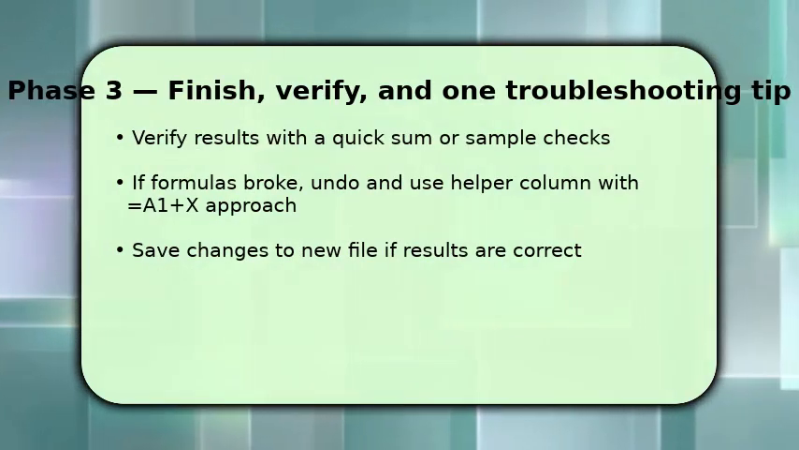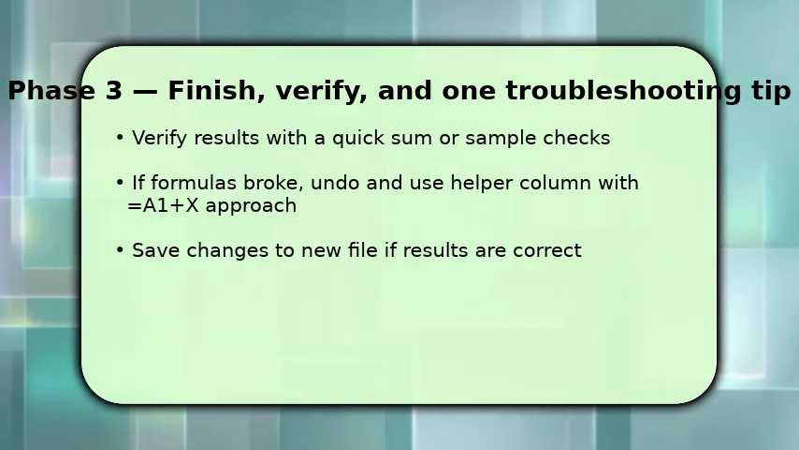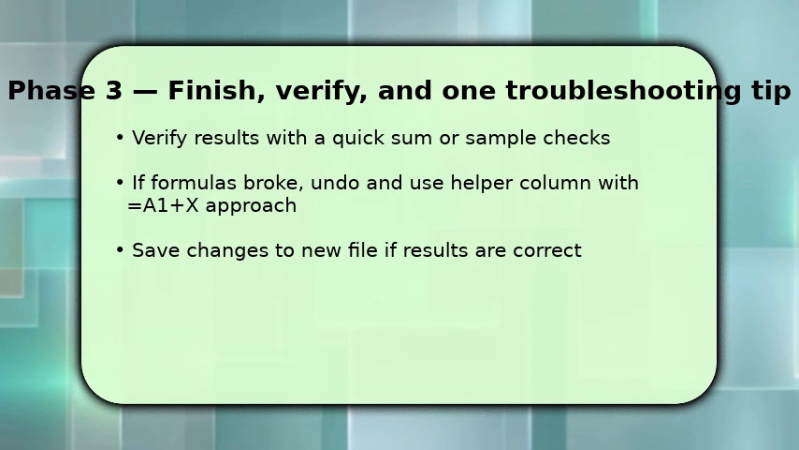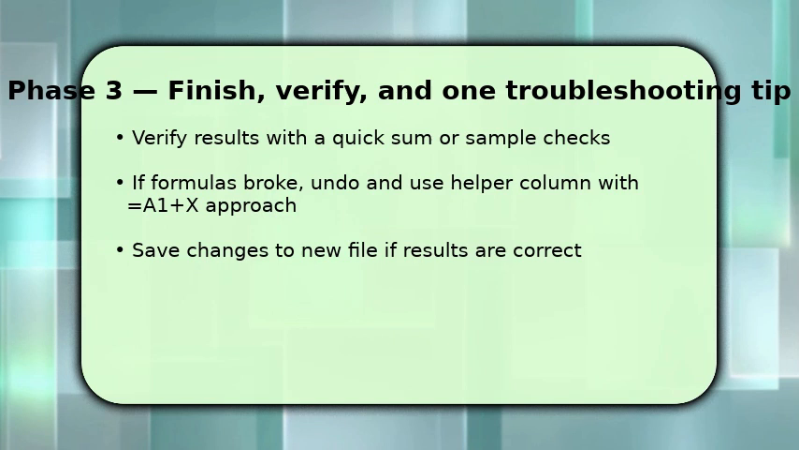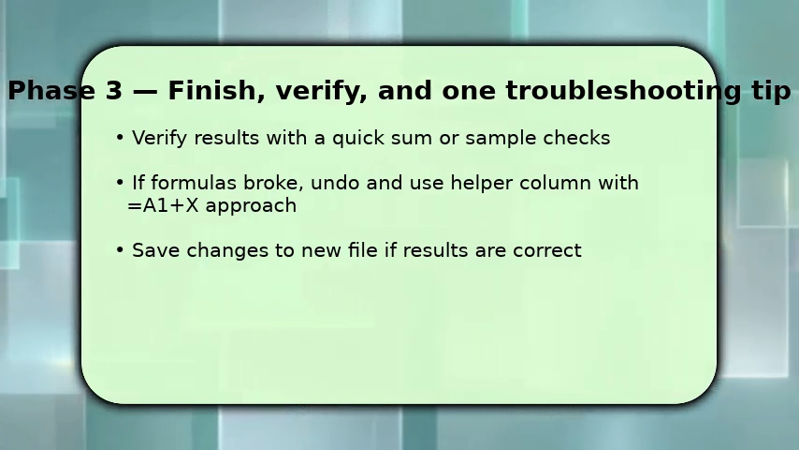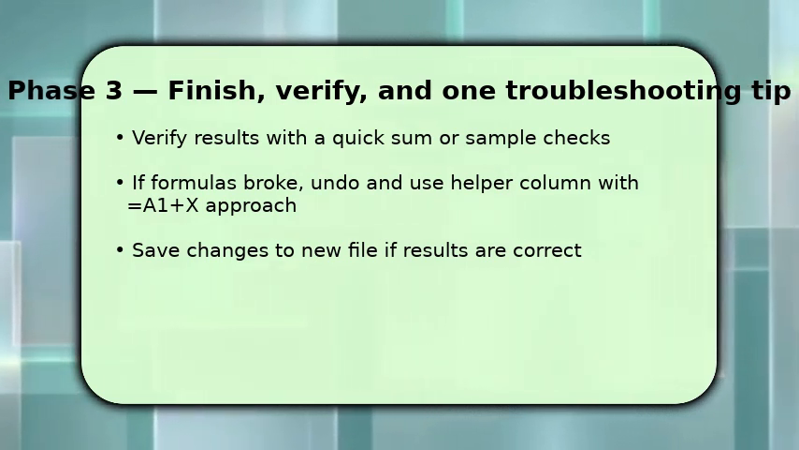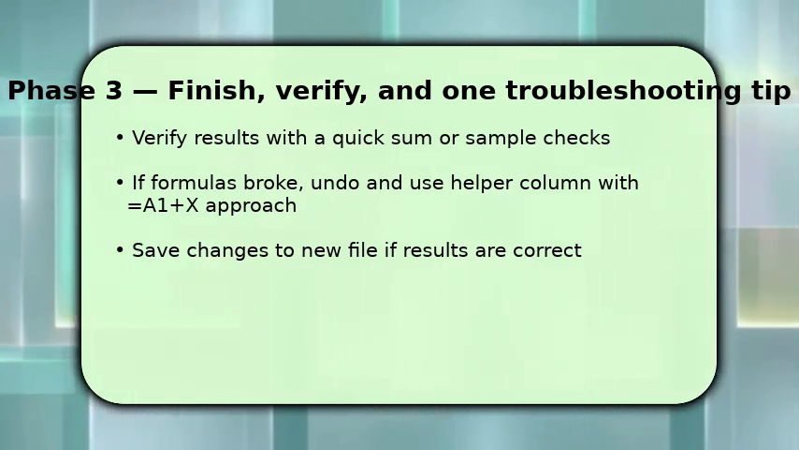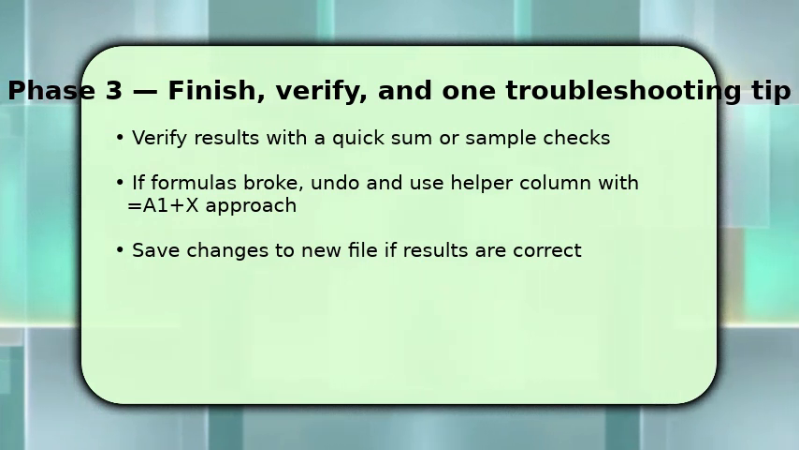Finish by spot-checking results. Use SUM or inspect a few sample cells to confirm the added number appears correctly. If you see wrong outputs because cells had formulas, press Ctrl plus Z to undo, then use a helper column with a formula like equals A1 plus 5 and fill down. This preserves original logic. Once satisfied, copy the helper column and paste values over the originals, then save to a new file. If something goes wrong, revert to your backup sheet and try the helper column approach.